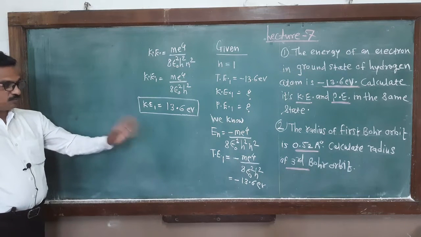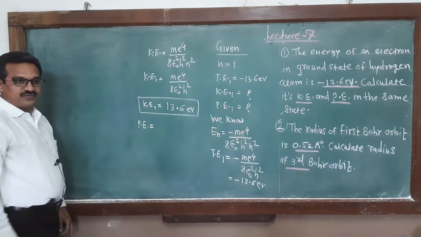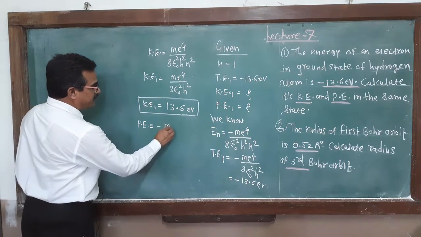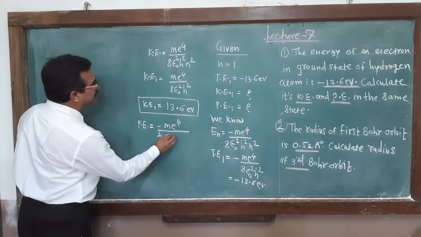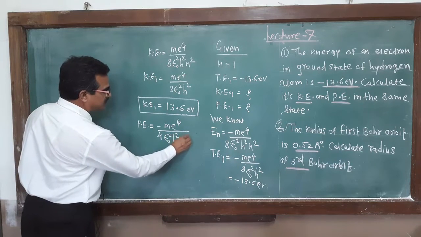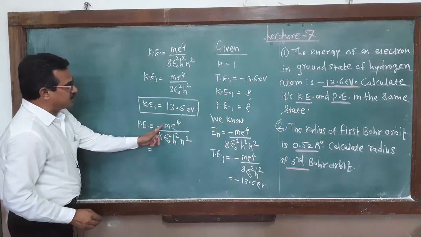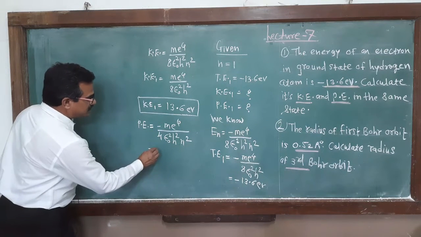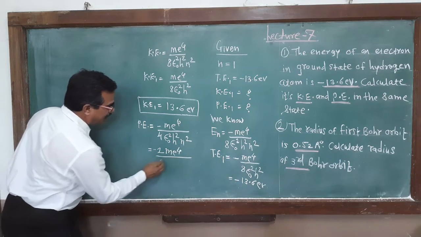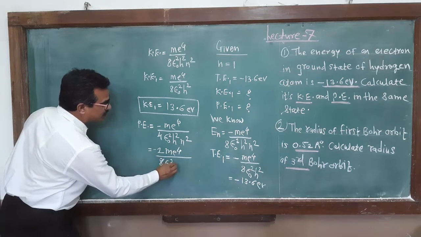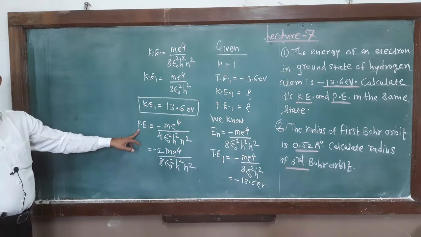The next one, find out the potential energy. Again, the expression for potential energy is equal to minus m e raised to 4 divided by 4 epsilon 0 square h square n square. This is the expression for potential energy. But that must be equal to, multiply by 2 and divide by 2, means minus 2 m e raised to 4 divided by 8 epsilon 0 square h square n square. This is the expression for potential energy in the nth orbit.